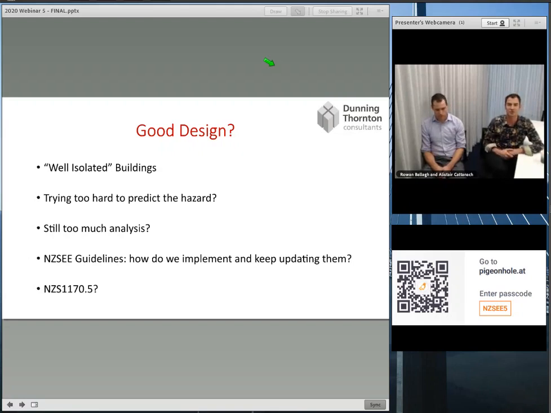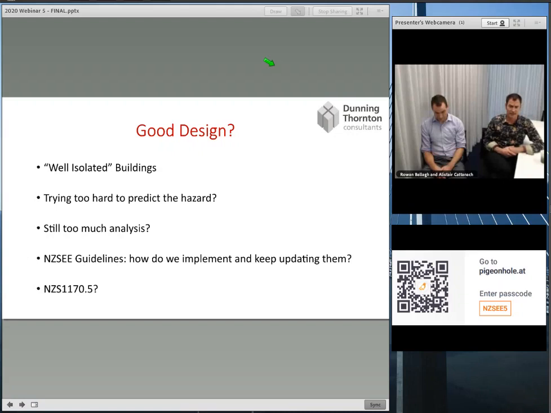As soon as you update them, your clients then ask, oh, are we actually designed to the latest guidelines, which we've all found through the earthquake prone building process. So there's always a danger of updating them too regularly, but you do want to capture the best science. So there's a delicate balancing act there.